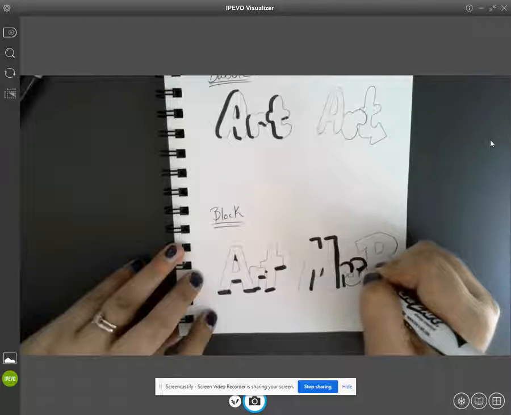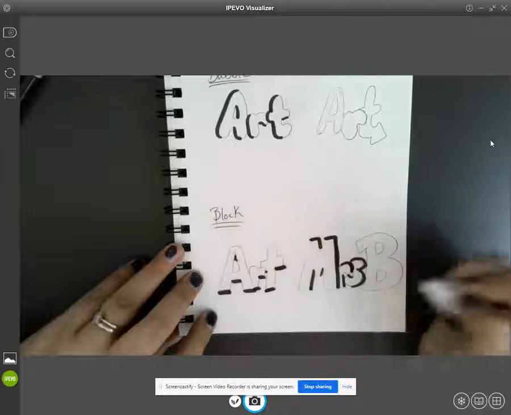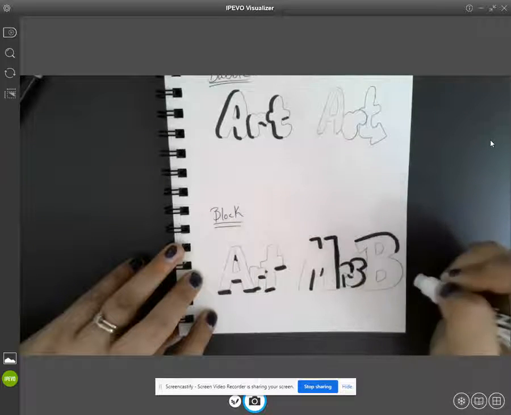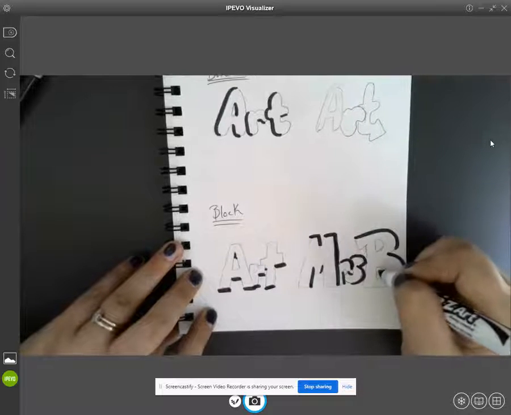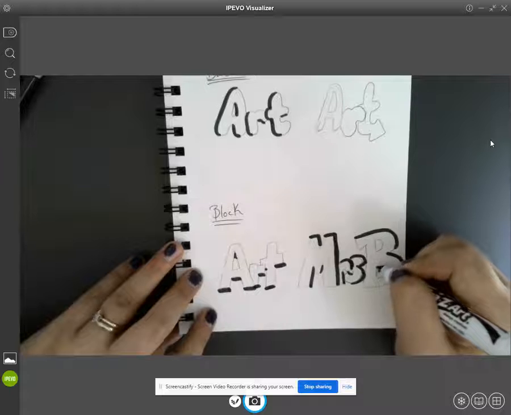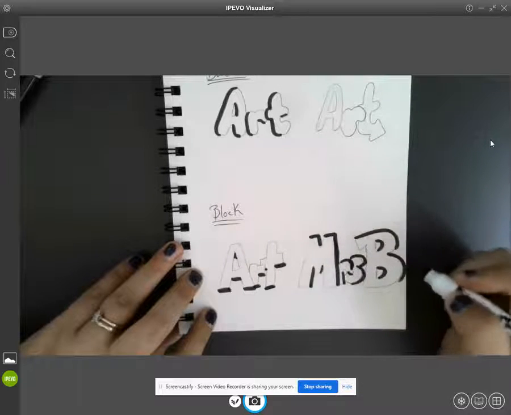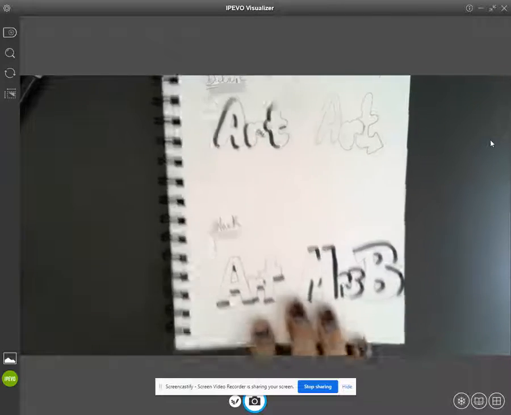But it will give you that nice illusion of 3D, which I like on my letters. And last one. Okay, and there you go. That's how you get that illusion of 3D on your letters.